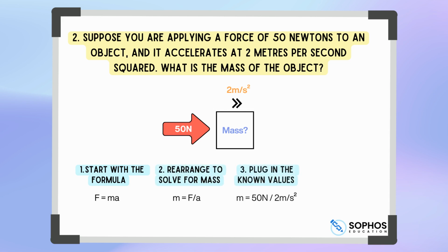Then plug in the known values, so we have m equals 50 newtons divided by 2 meters per second squared. Finally, perform the division, giving us a mass of 25 kilograms. Therefore, the mass of the object is 25 kg.